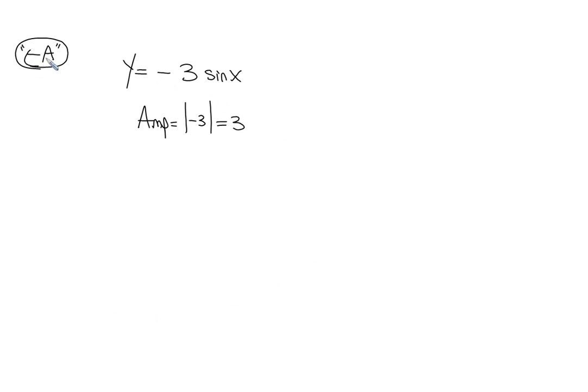What the negative does is the negative indicates that you have an x-axis reflection. Remember that when you had y equals x squared, that was a parabola that went like this.